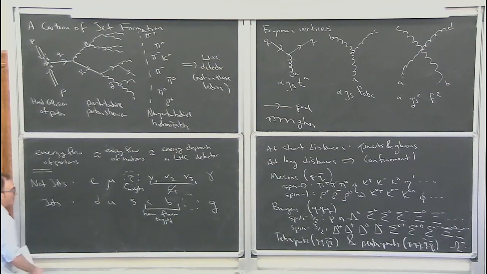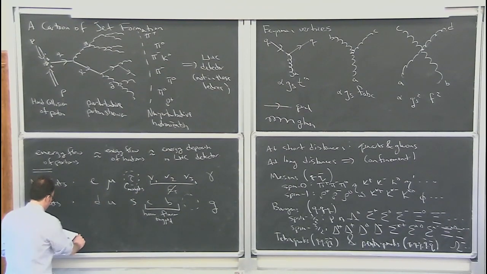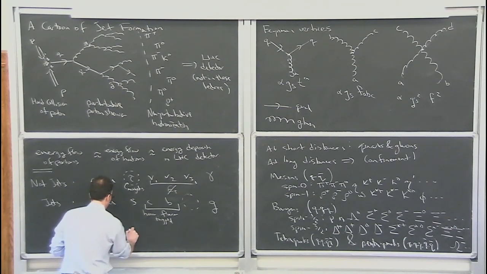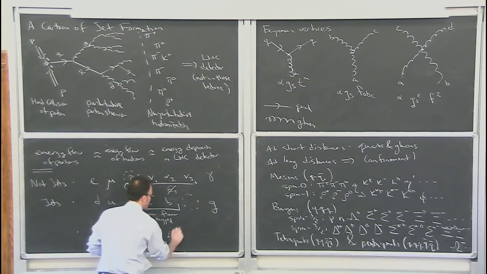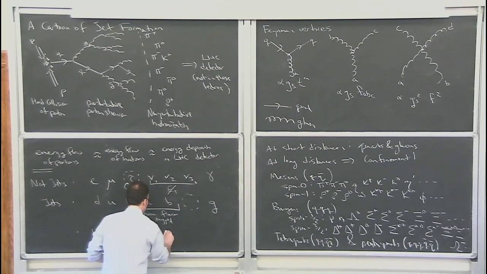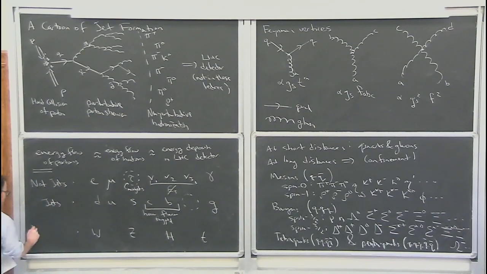And then we have other particles in the standard model. We have W bosons, we have Z bosons, we have top quarks, which I didn't put in this line for a reason, and Higgs bosons. I'll put them in order of their masses. And these are the heavy resonances of the standard model.